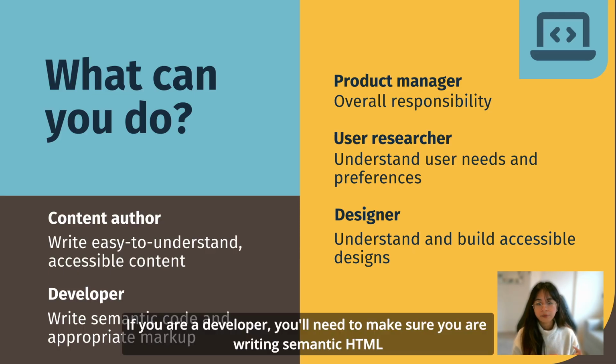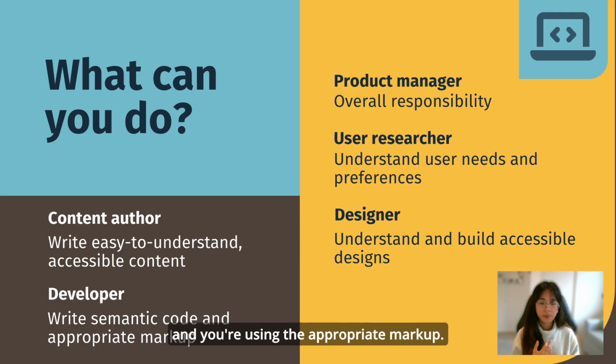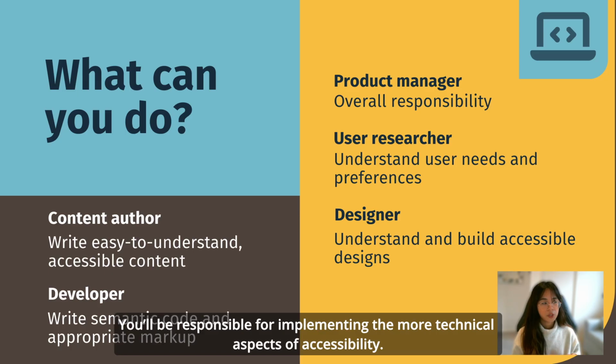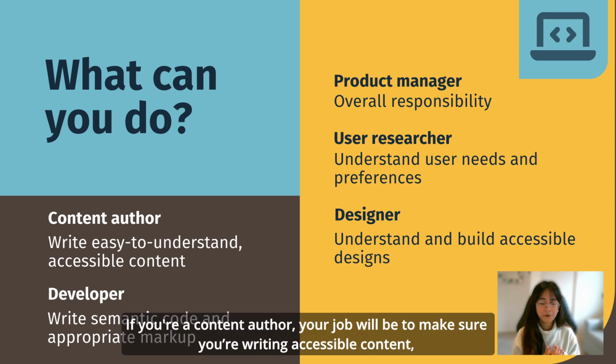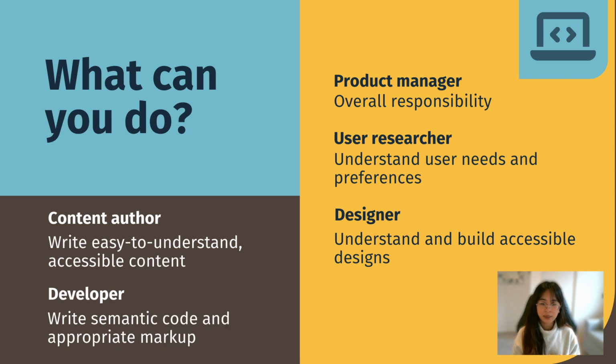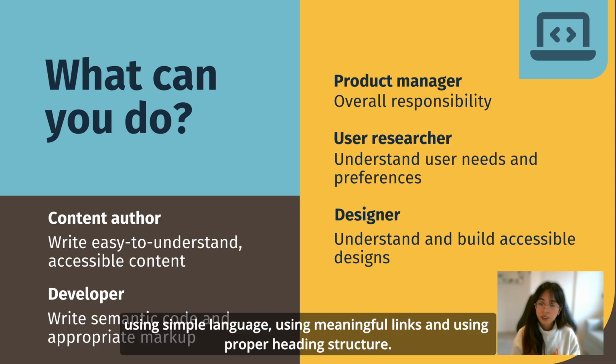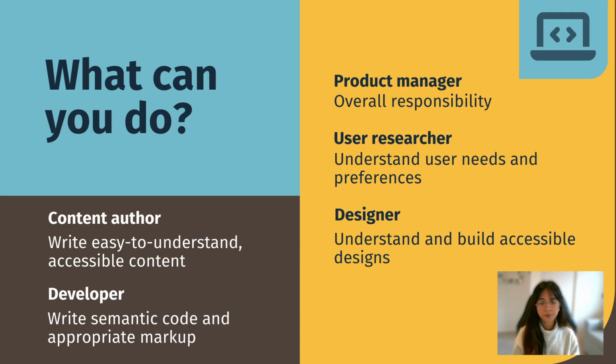If you are a developer, you'll need to make sure that you are writing semantic HTML and you're using the appropriate markup. So you'll be responsible for implementing the more technical aspects of accessibility. And if you're a content author, your job will be to make sure you're writing accessible content. So using simple language, using meaningful links, and using proper heading structure.